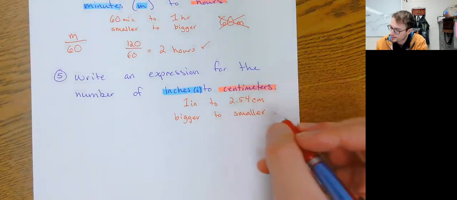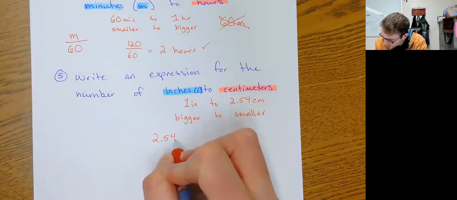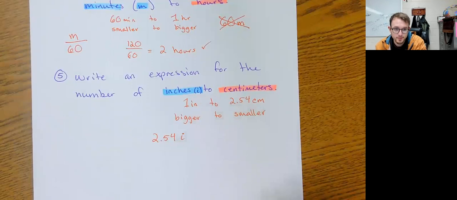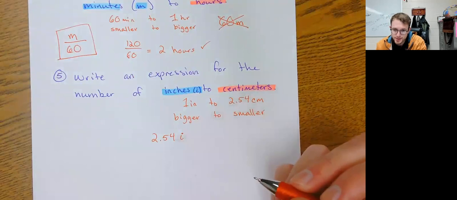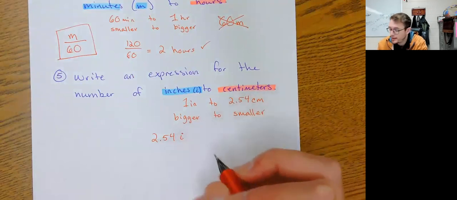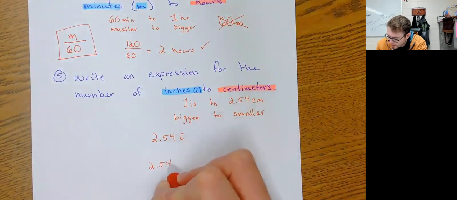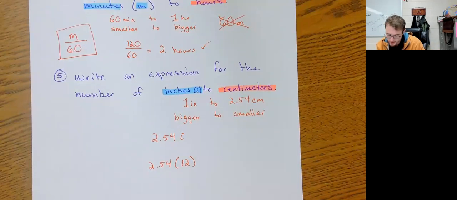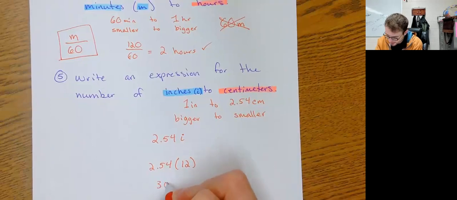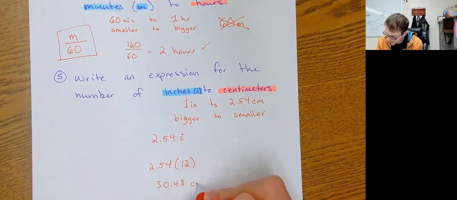So we're going to use I. So we have 2.54 I. All right, and maybe I should square that off. That's the answer. So 2.54 I. And that should make sense because let's say we have 12 inches. So let's find out how many centimeters are in a foot. We do 2.54 times 12 inches, and that would give us 30.48 centimeters.